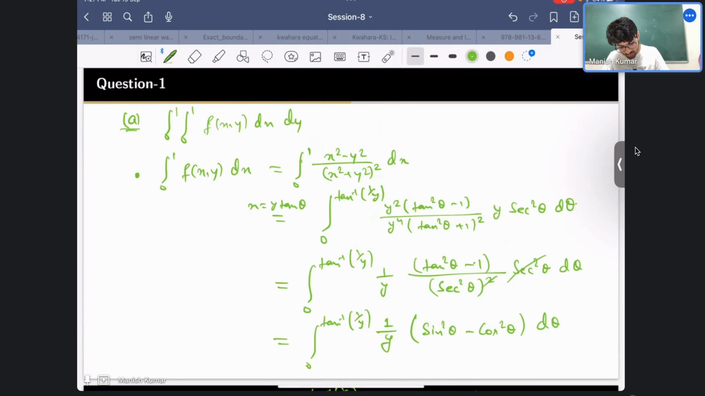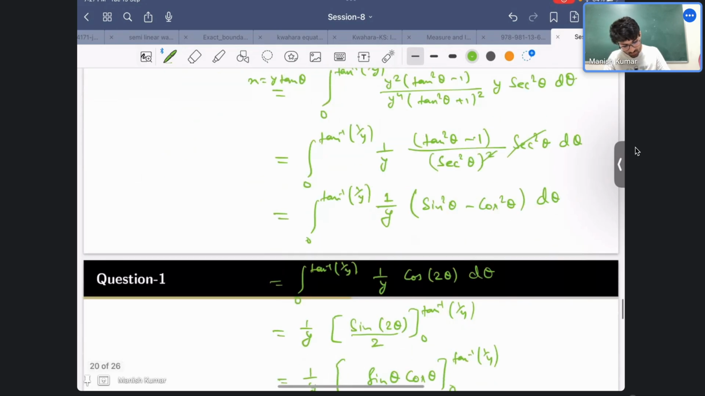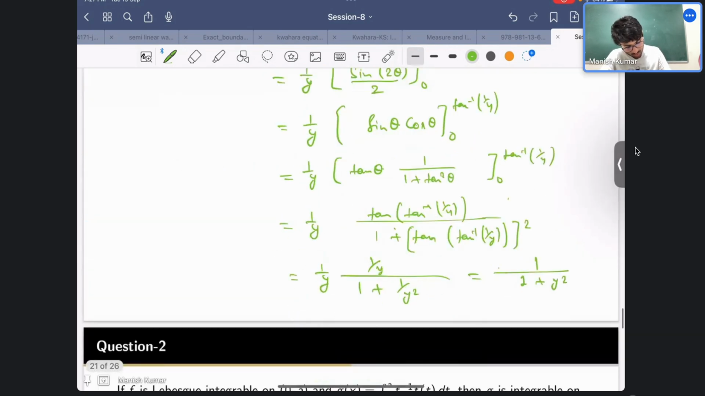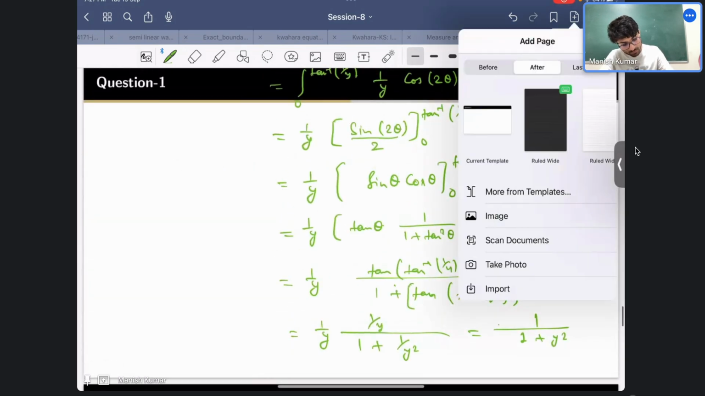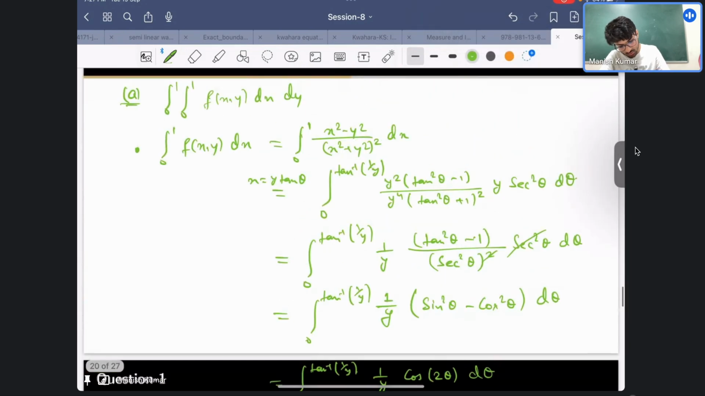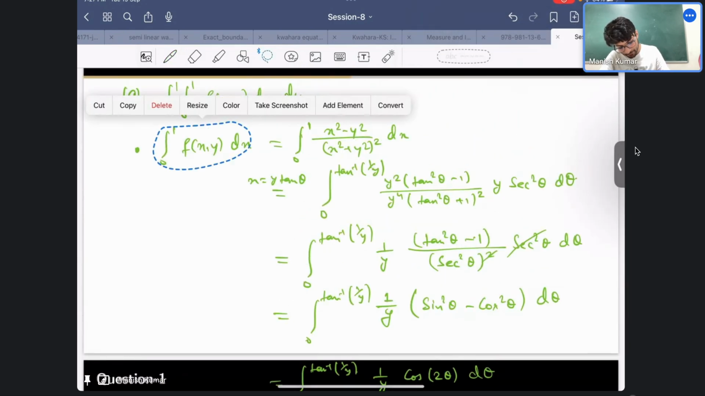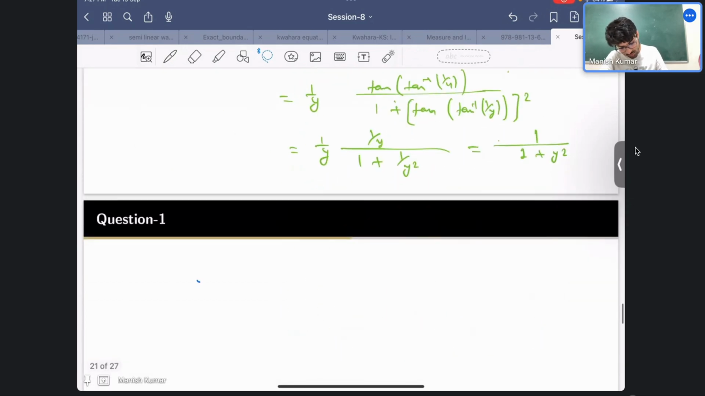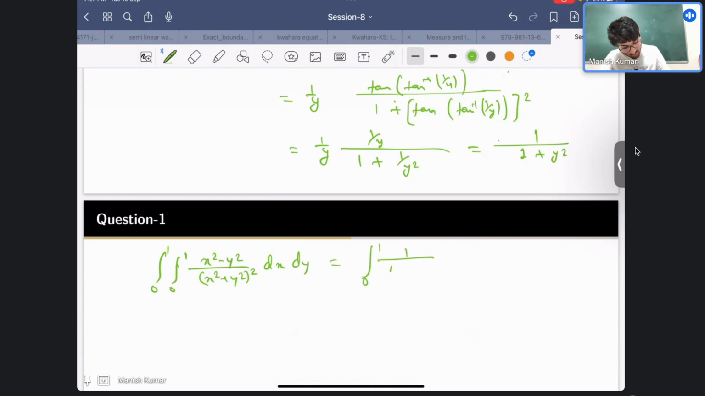So this is all you have. Now you have to integrate with respect to y as well. So this integral, now we integrate with respect to y. So this is 0 to 1, 1 by 1 plus y square dy.